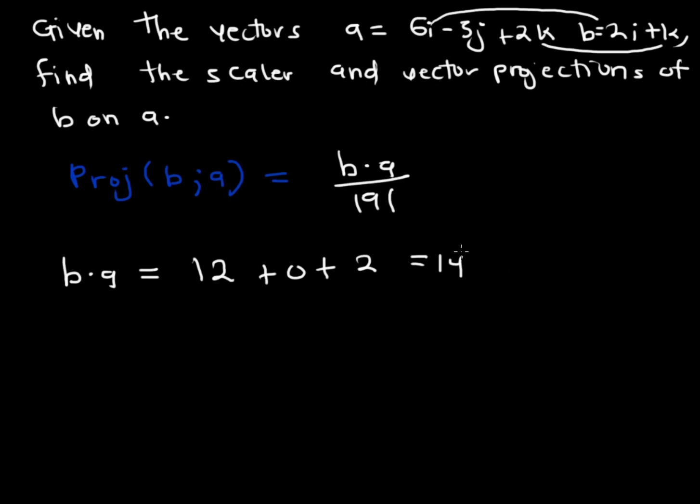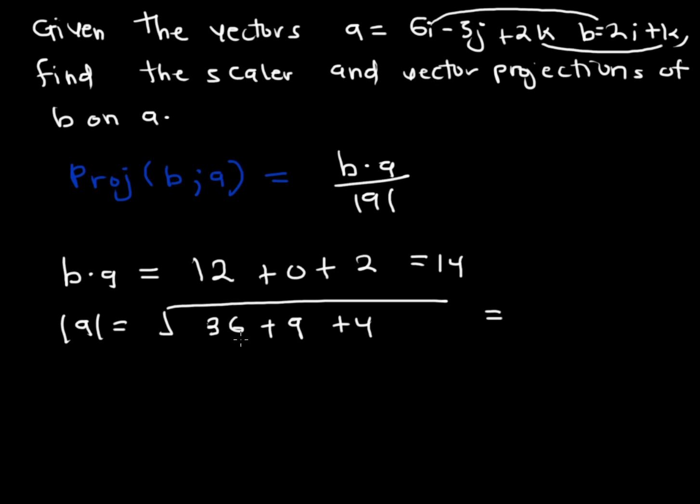You obtain 14 units. Now, how can we find the magnitude of A? The magnitude of A is equal to 6 squared, which is 36, plus 9, because we are squaring the entire -3 expression, which gives us 9, plus 4, right? Now, 36 plus 9 gives us 45, and 45 plus 4 gives us 49, so the square root of 49 gives us 7, right?